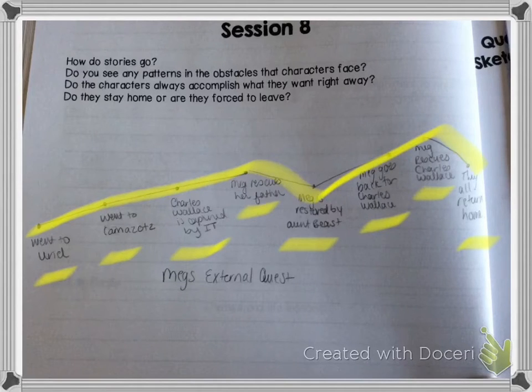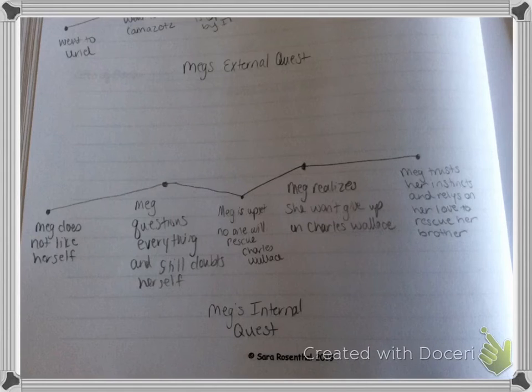But I also want you to think for a minute about the obstacles that are inside Meg. What does she find hard? So we've talked all along about some struggles that she's had. So this is a map of her internal quest. So, first of all, we talked a lot about how she doesn't like herself. She questions everything, and she still doubts herself. She doesn't think she's good enough or pretty enough or smart enough. She's constantly comparing herself to other people.